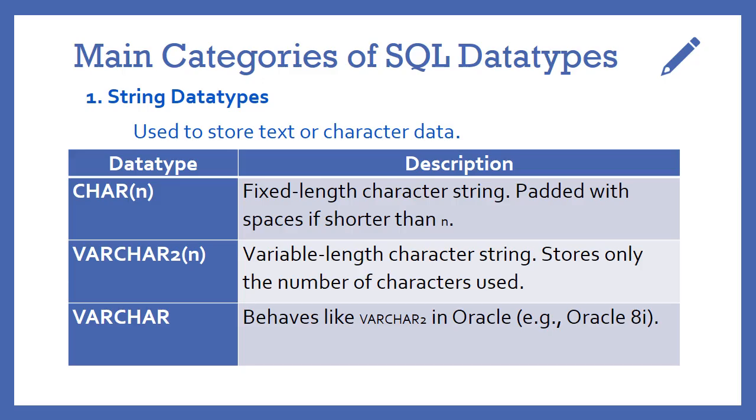Main categories of SQL data types. First one is the string data type. It is used to store text and characters. The first data type is CHAR(n). It is used for a fixed length string that can contain numbers, letters and special characters. Its size can be 0 to 255 characters.